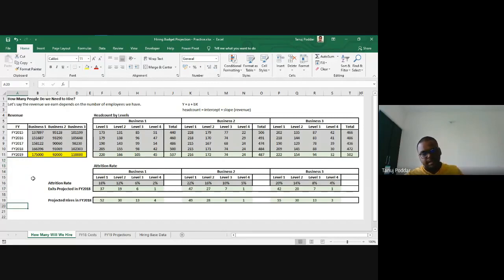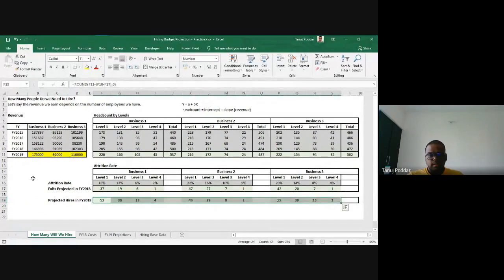So basically what we've achieved on this particular sheet is the total number of projected hires that we have. This is the most important variable that we have been able to identify from this particular sheet.